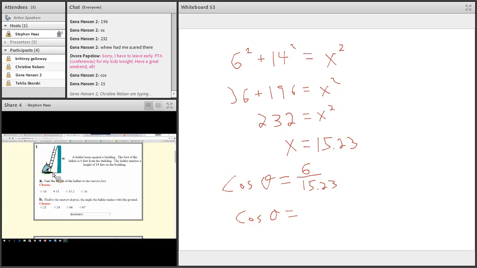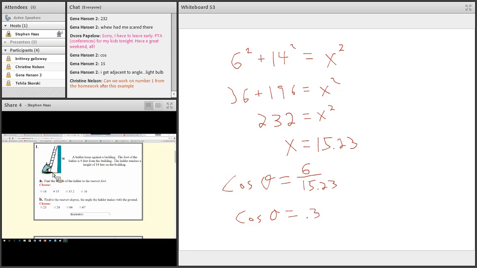Let's do that in a calculator. And that comes out to approximately 0.39. Okay, good.